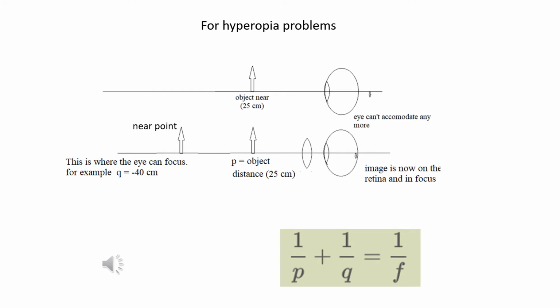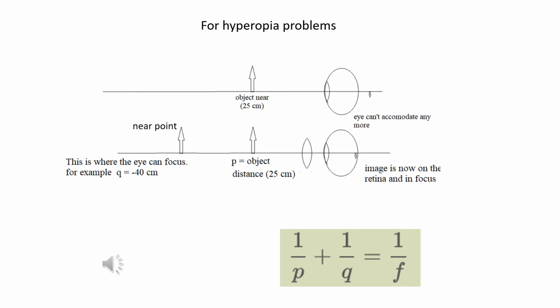So what we need is a lens that will make an image of the object, when the object is at 25 centimeters, farther away, say at 40 centimeters, like the bottom picture shows. That would be the converging lens.